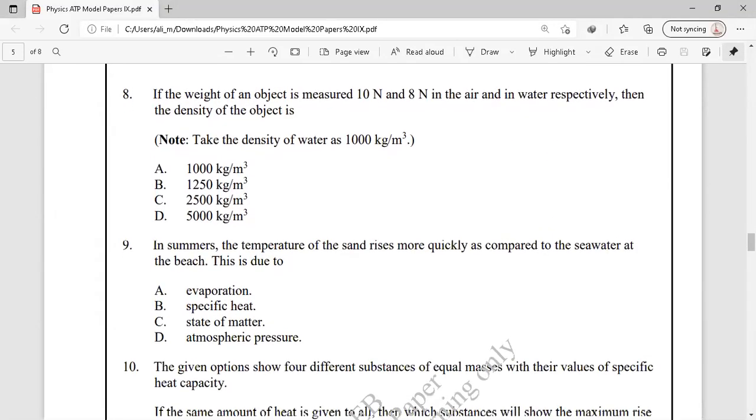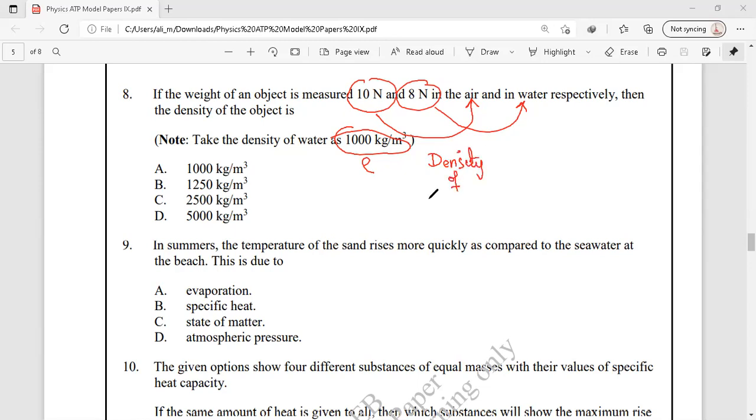Let's come to our question number 8. If the weight of the object is measured as 10 Newton and 8 Newton in air and in water. So we have two weights. One is the weight in air and the other is the weight in water. And the density of the object we have to find, and the density of water is given as 1000 kilograms per meter cube. So according to Archimedes' principle, density of object or the solid heavier than water is equal to W1 divided by W1 minus W2 multiplied by density of the liquid.